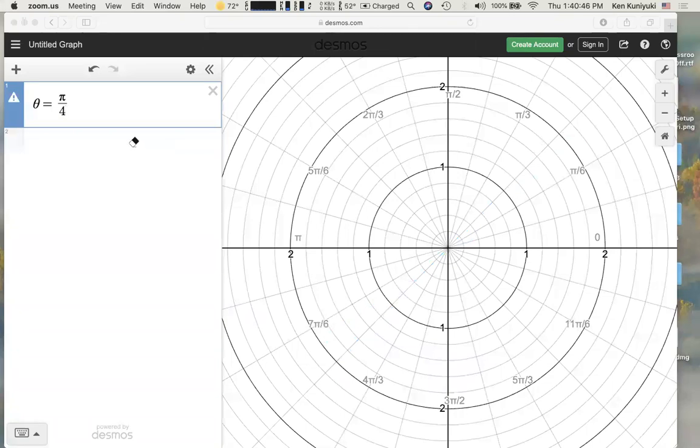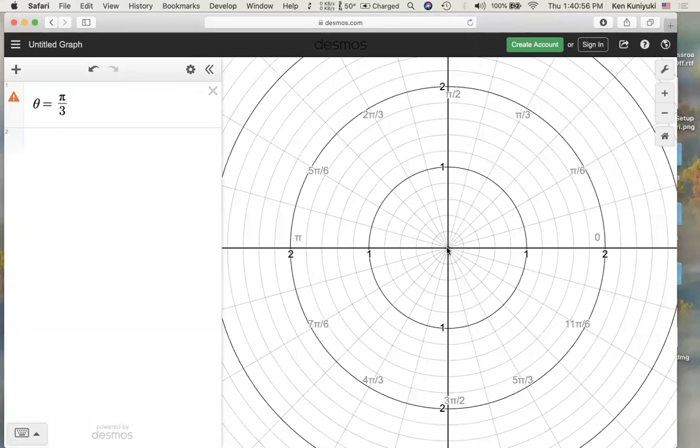For theta equals pi over 3, it would be along here and along here. I'm not drawing it very well, but pi over 3 and also the 4 pi over 3 ray. Remember, these correspond to negative values of r if you let theta be pi over 3. We'll talk about that.